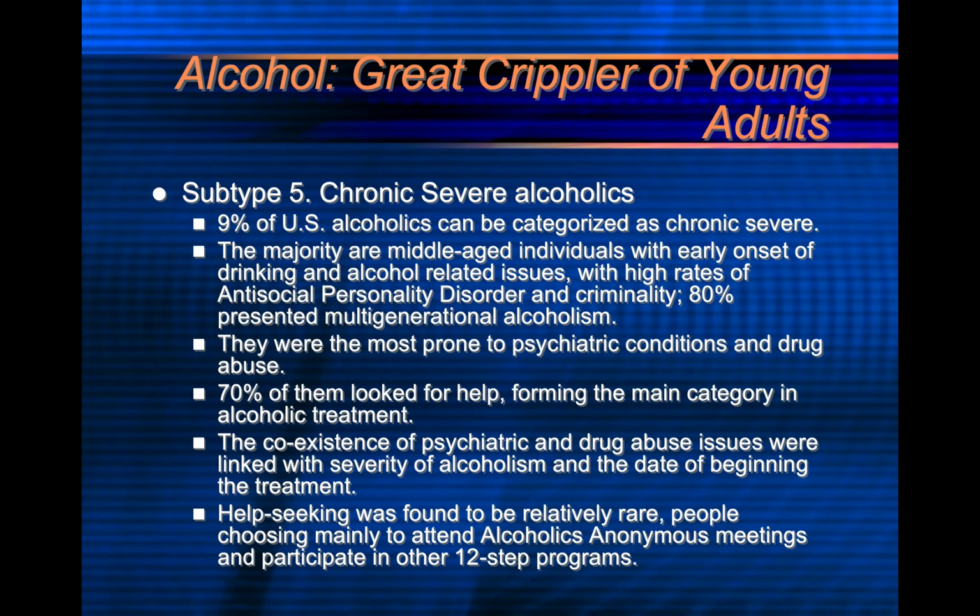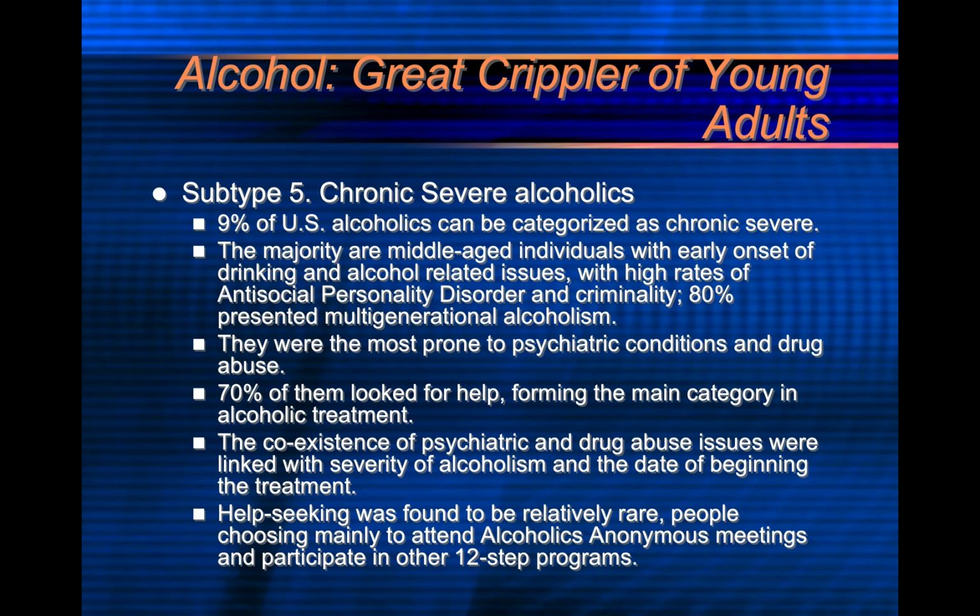Subtype 5, chronic severe alcoholics, about 9% of U.S. alcoholics can be categorized as chronic severe. The majority are middle-aged individuals with early onset of drinking and alcohol-related issues, with high rates of antisocial personality disorder and criminality. 80% presented multi-generational alcoholism. They were the most prone to psychiatric conditions and drug abuse. 70% of them looked for help, forming the main category in alcoholic treatment.